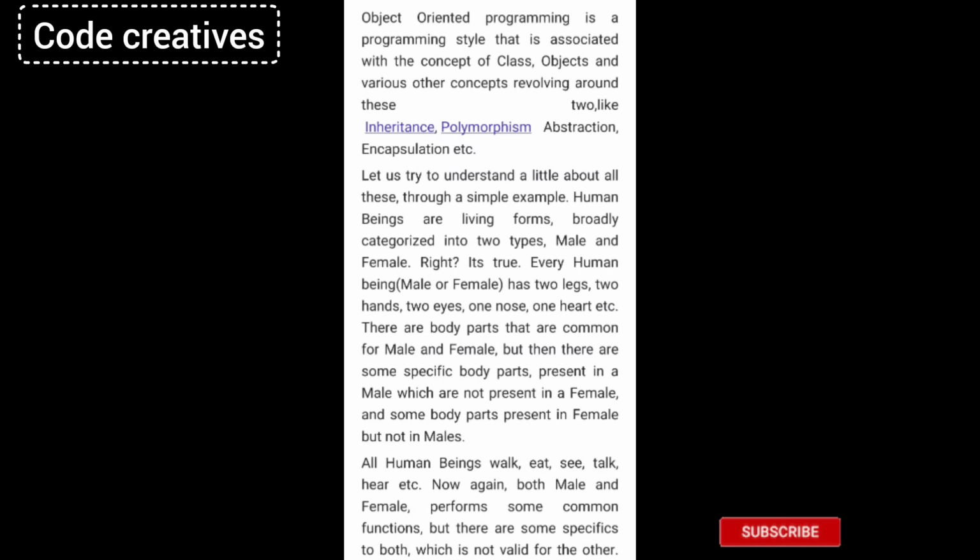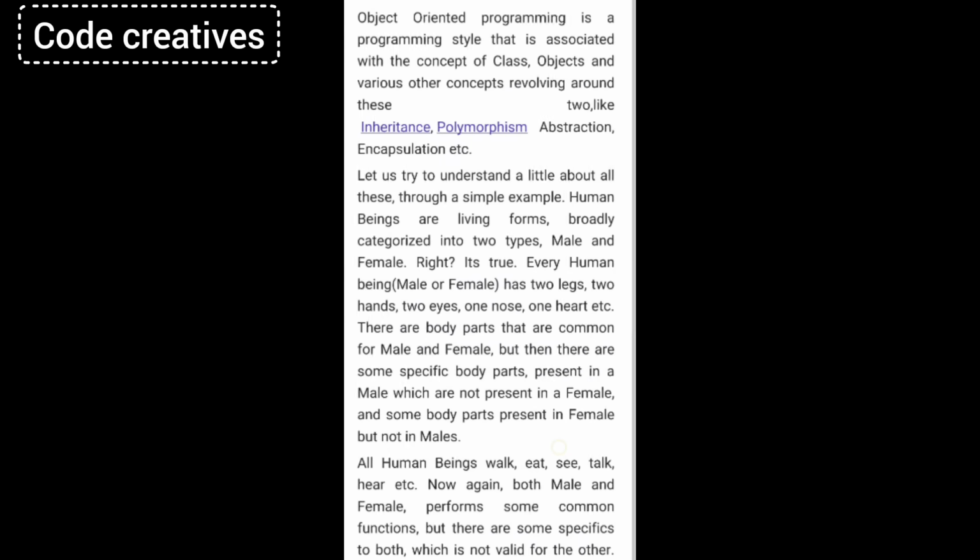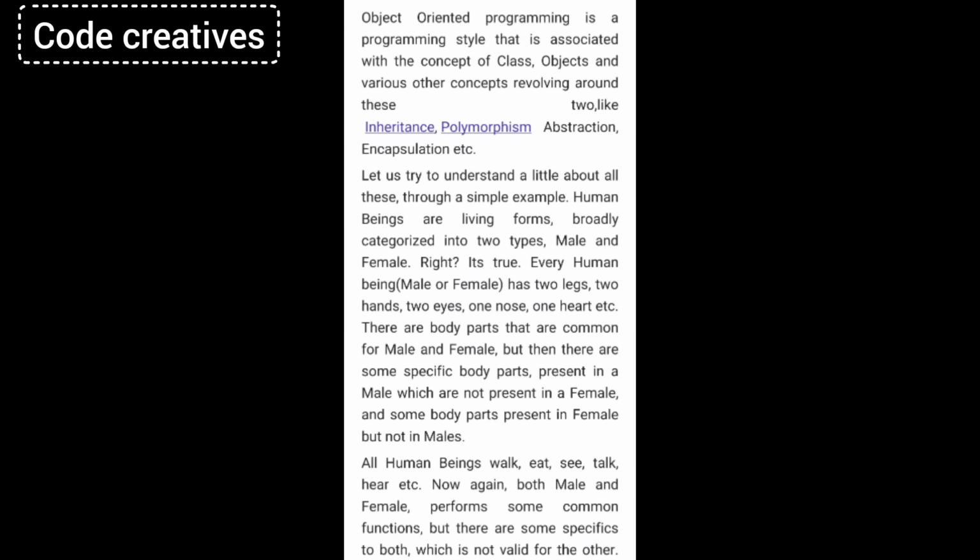Guys, today we are going to discuss object-oriented programming in C++. First of all, let's see what object-oriented programming is. It is a programming style that is associated with the concept of class, objects and various other concepts revolving around these, like inheritance, polymorphism, abstraction, and encapsulation, all included in object-oriented programming. So let us try to understand a little bit about these through a simple example.